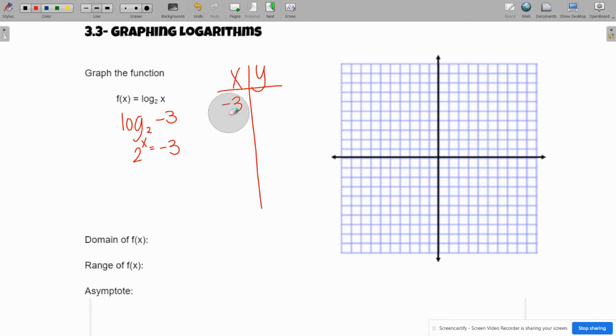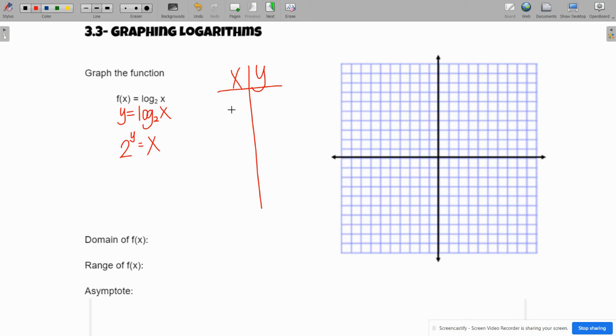So instead of doing it this way, I would recommend rethinking this function. Instead of f of x, maybe we write it as y equals log base 2 of x. If we can rewrite this in exponential form, it's going to make creating our table a little bit easier. So if y equals log base 2 of x, we would know that 2 to the y power equals x.